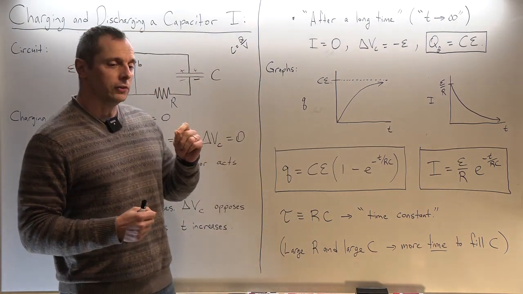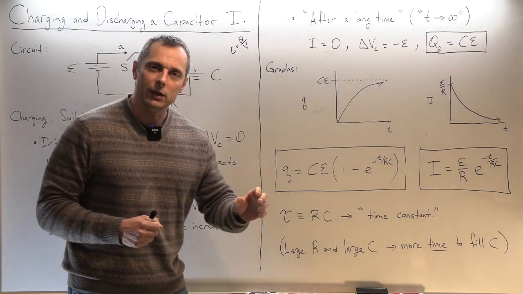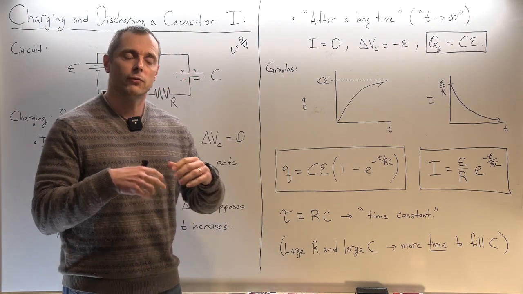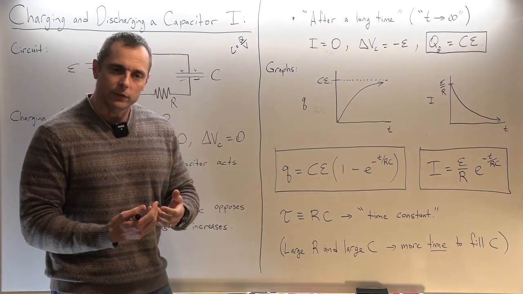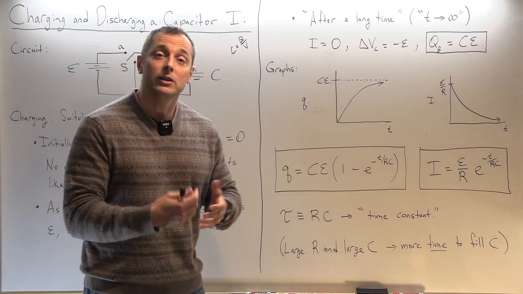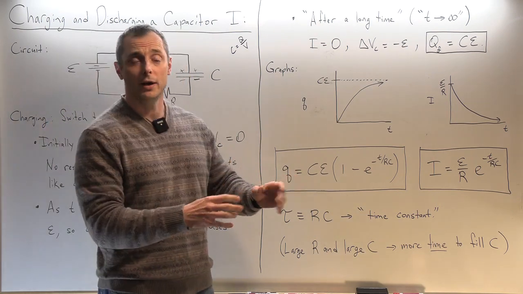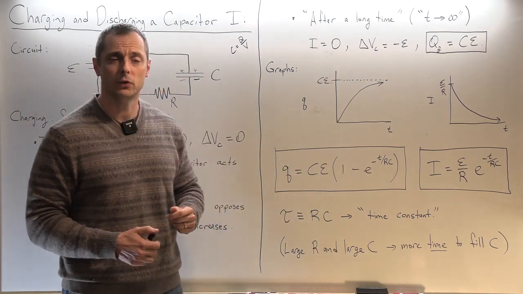Because some of these circuits reach their end state within like a millionth of a second. So for that circuit, a long time might be like a couple milliseconds, and that's like infinite time. To us, it's like a flash, the capacitor's full.